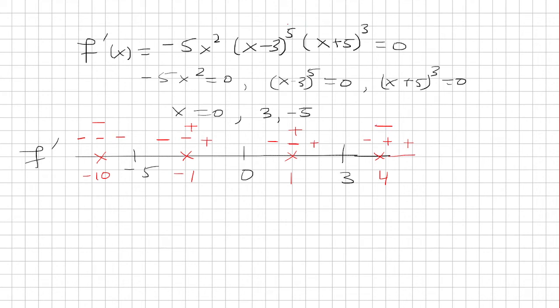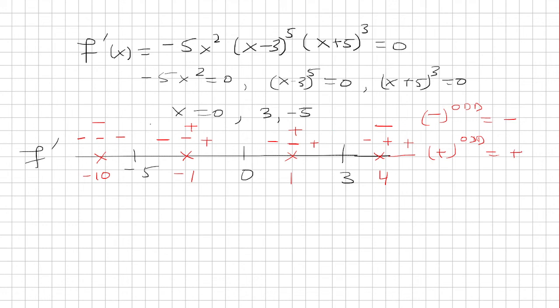Now note, I ignored the exponents because in these cases, if the base was negative, that means the whole thing is going to be negative. A negative to an odd power is negative. So that's why I didn't bother looking at the exponents. And a positive to an odd power is positive.